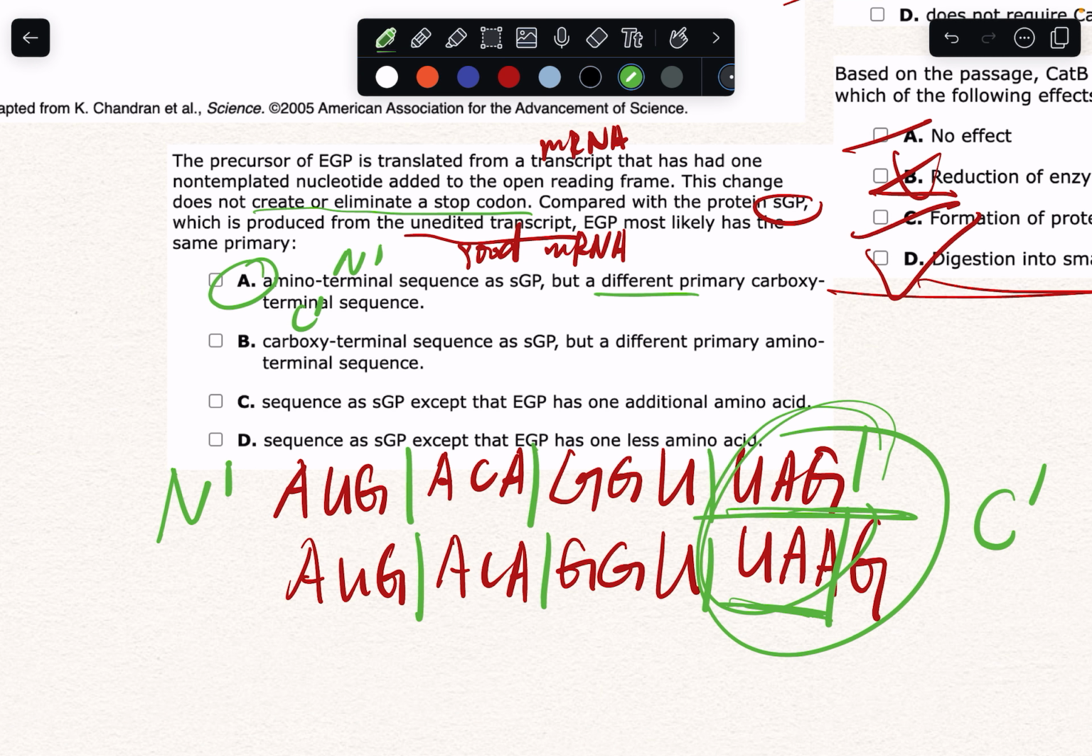B is just the opposite of A. What about C and D? Let's just read them for completion. Same sequence as SGP, except that EGP has one additional amino acid. No, I don't think so. To have one additional amino acid, like I said, you need 3 nucleotides. And if you want to have 1 less amino acid, you need 3 less nucleotides.